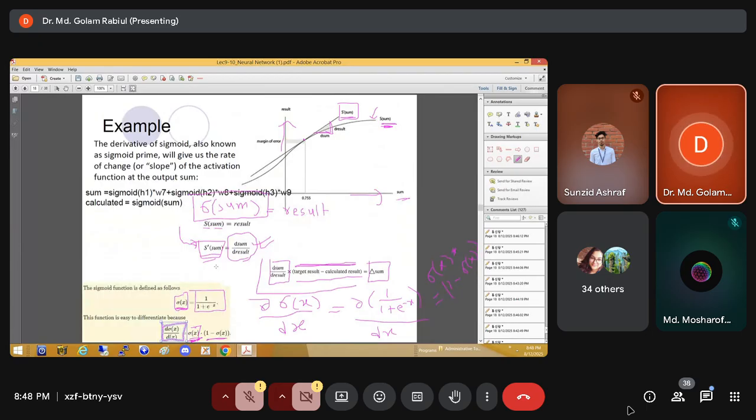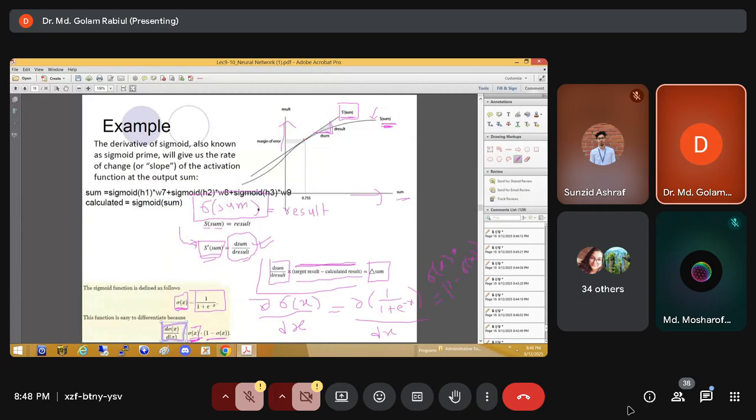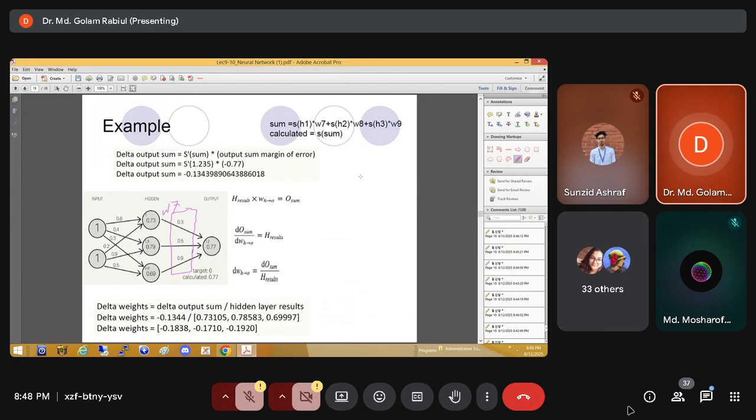Now we want to find out how much change we need to make in W7, W8 and W9 at first. For that, we will utilize the rate of change of the sum with respect to the result, and that will also impact the error. So that's why we will utilize this.